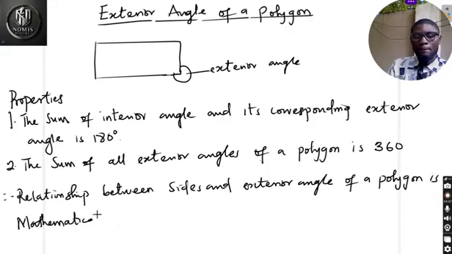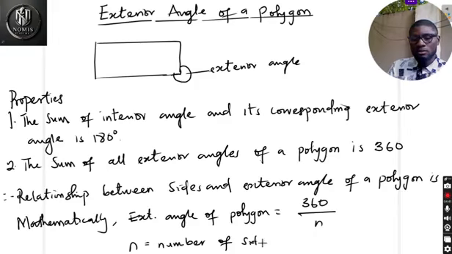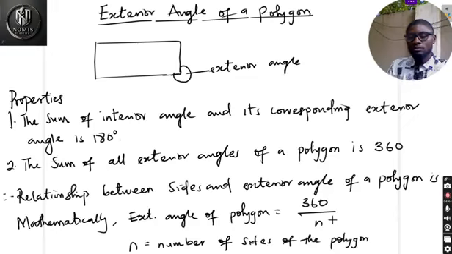Mathematically, the exterior angle of a polygon is the quotient of 360 and the number of sides. So the exterior angle of a polygon is 360 divided by n, where n is the number of sides of the polygon.